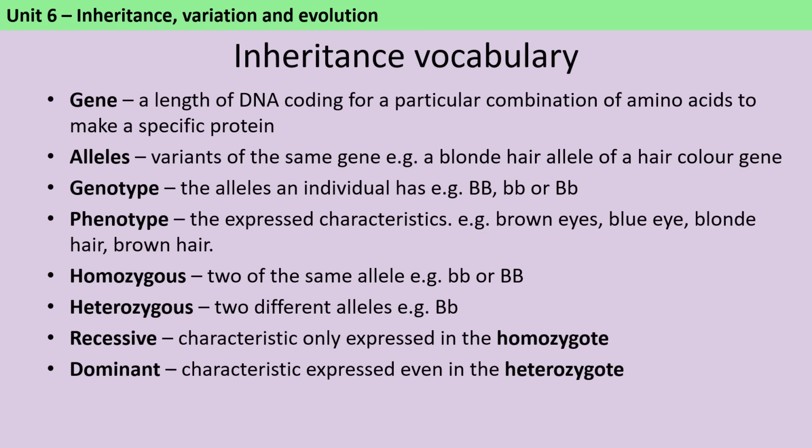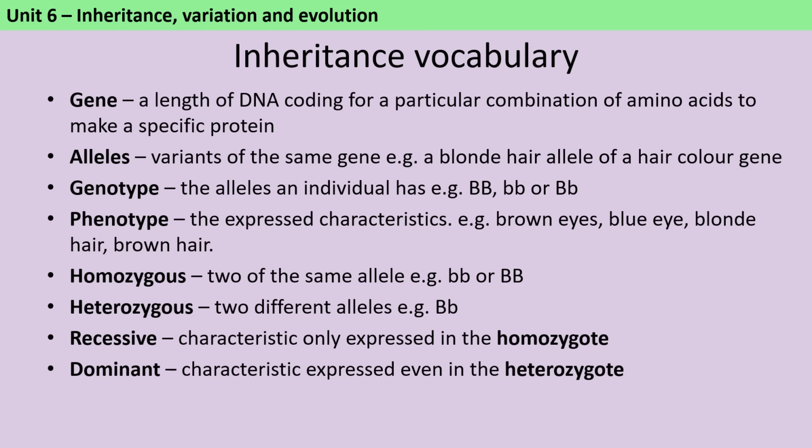The genotype is about the actual alleles that you have in your DNA in your cells, and we're unable to tell this without genetic testing unless you have a specific phenotype. The phenotype is then what we can actually see, the expressed characteristics. So do you have brown eyes or blue eyes or blonde hair or brown hair? Expressed is a really important word. It means what can we actually see and detect.